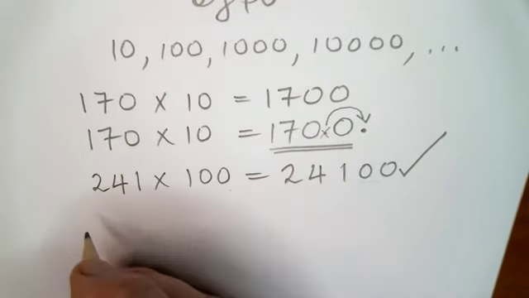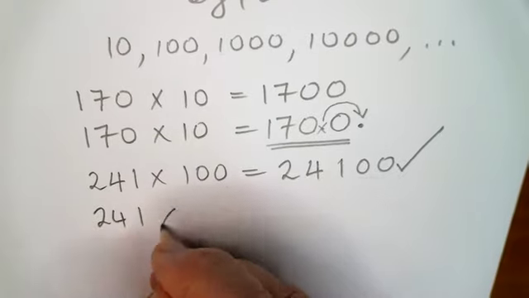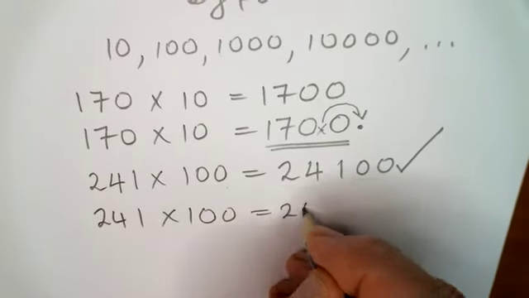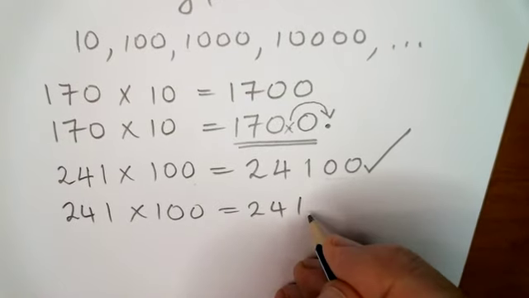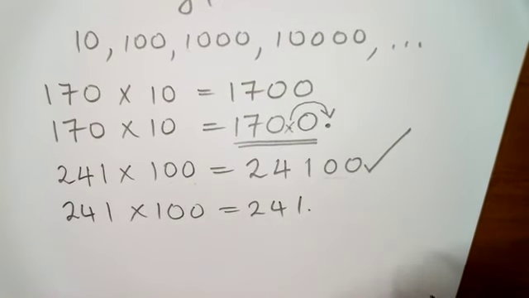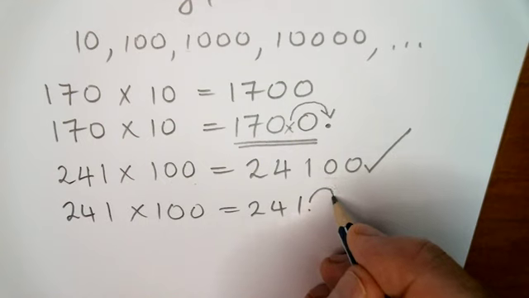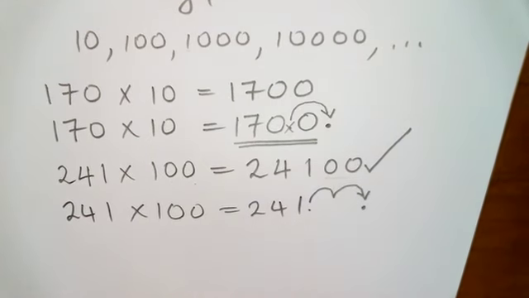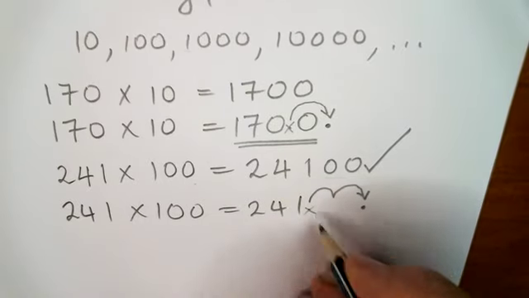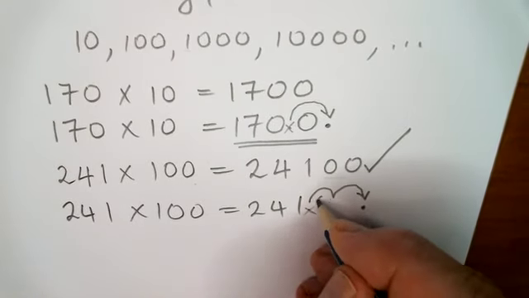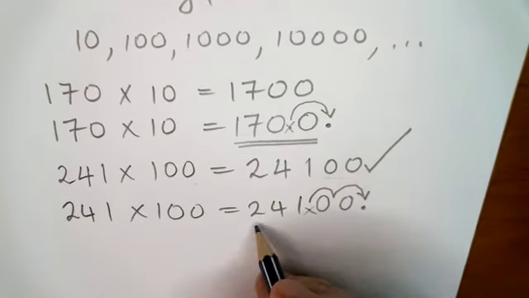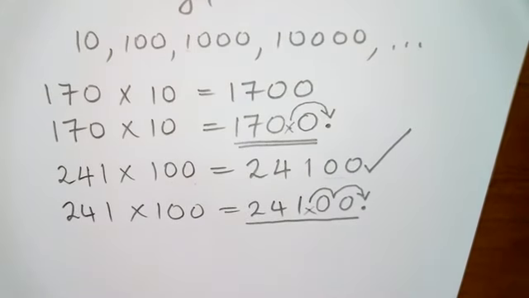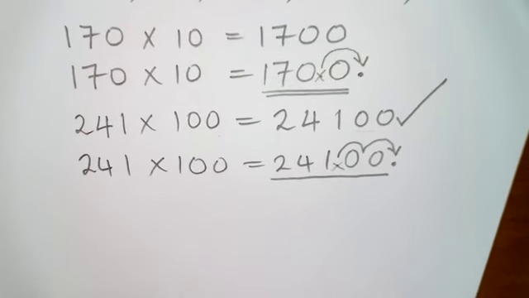Or I could have said 241 times 100 is equal to 241, with my decimal point placed at the end, and I move that now 2 spaces to the right. The new place for my decimal is no longer there, and I'm going to put zeros in those placeholders, so the answer is 24,100.